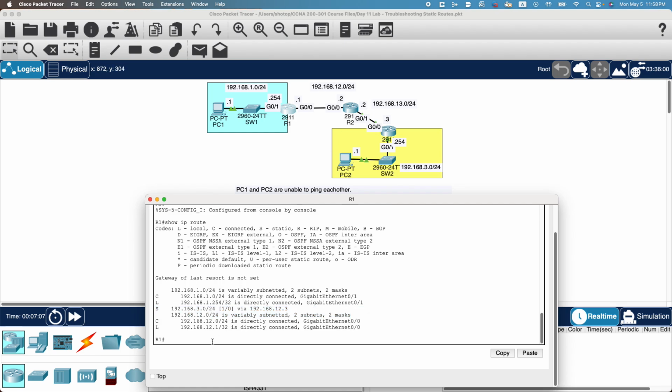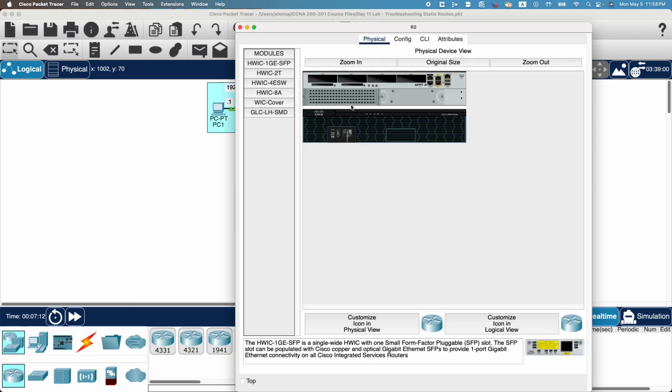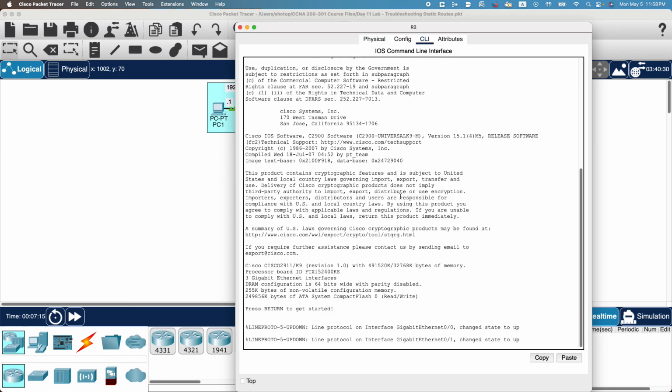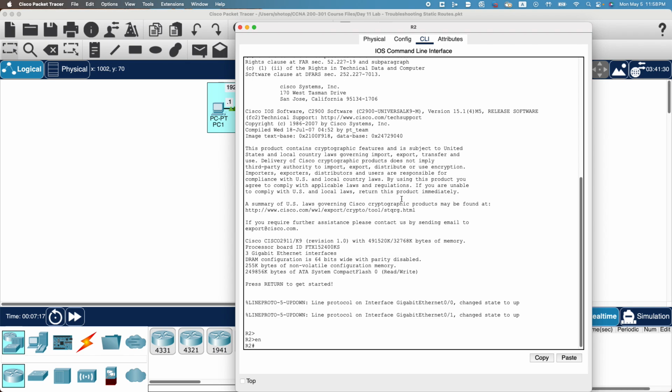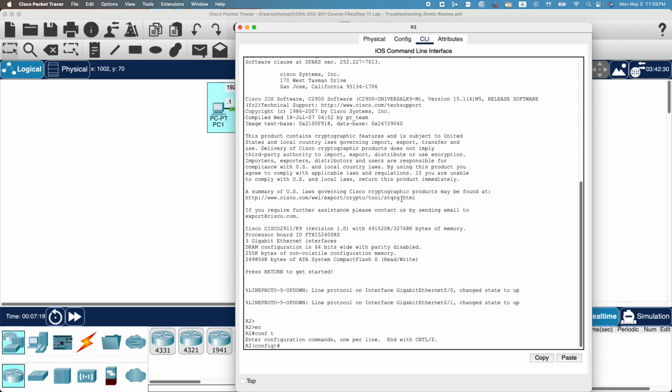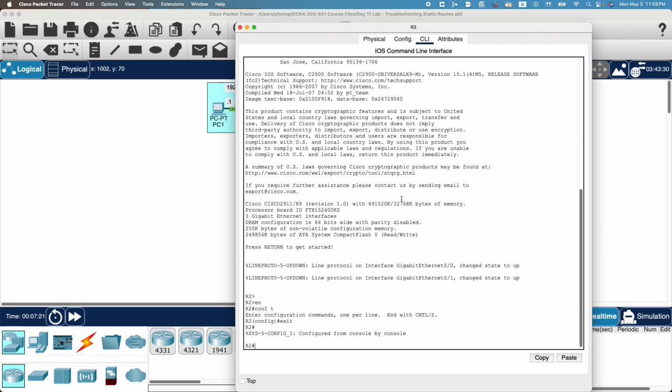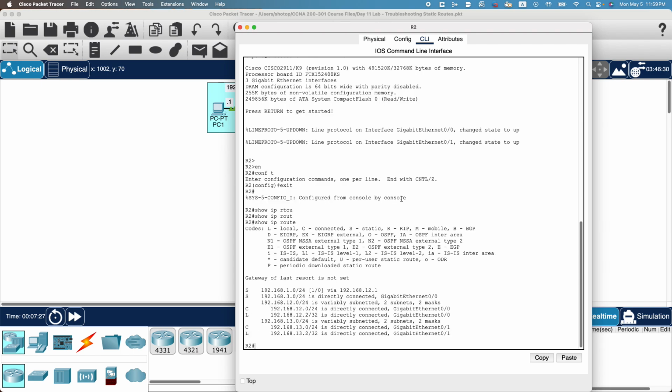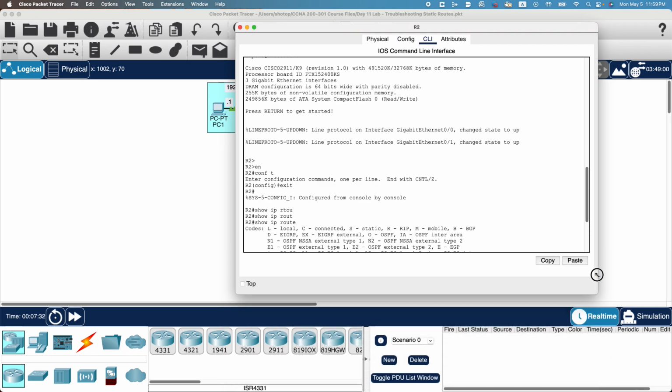So I guess let me fix that, or should I look at the others first? Real quick, I'm just going to look at R2's routing table. Conf t, no, gosh, show ip route. All right, so let me make this smaller.